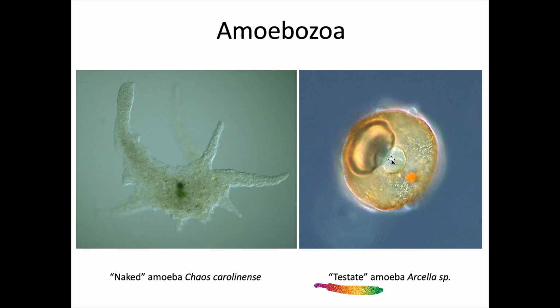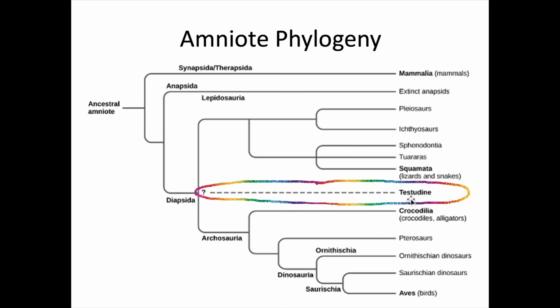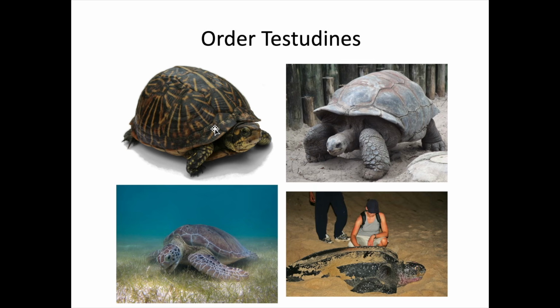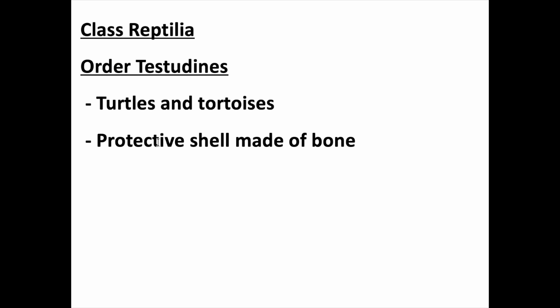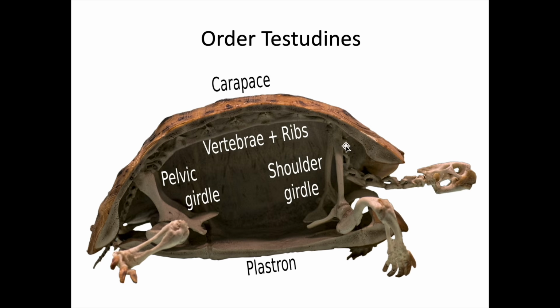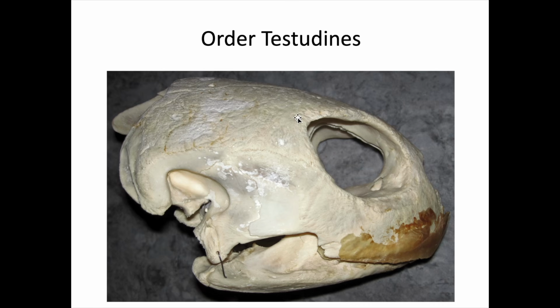So if test means shell, maybe you could guess what kind of reptile has a shell and is a member of this order Testudines. That's right, it's turtles and tortoises. So yeah, nice to have the name tell you what it is. Turtles and tortoises have a protective shell made of bone. If you look at the skeleton of one of these, this shell is an extension of its skeleton. It's a bone carapace.